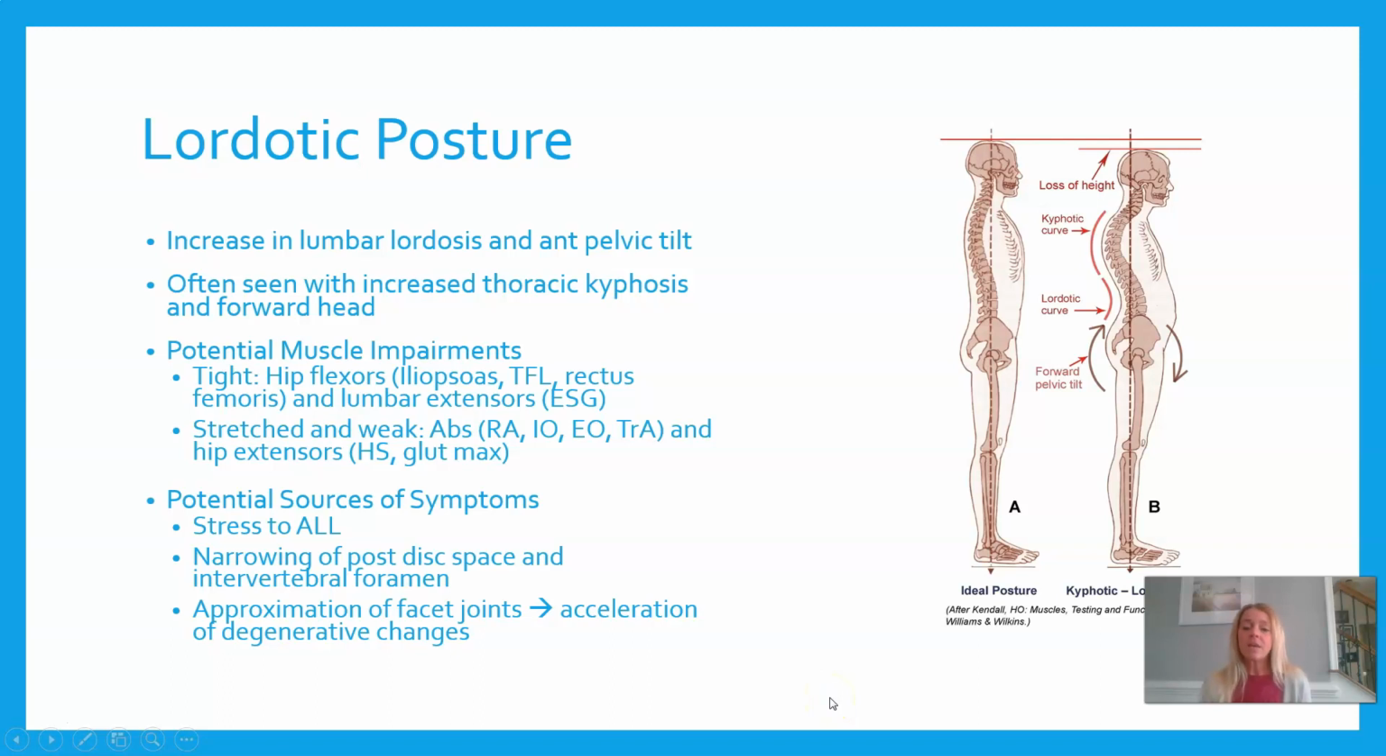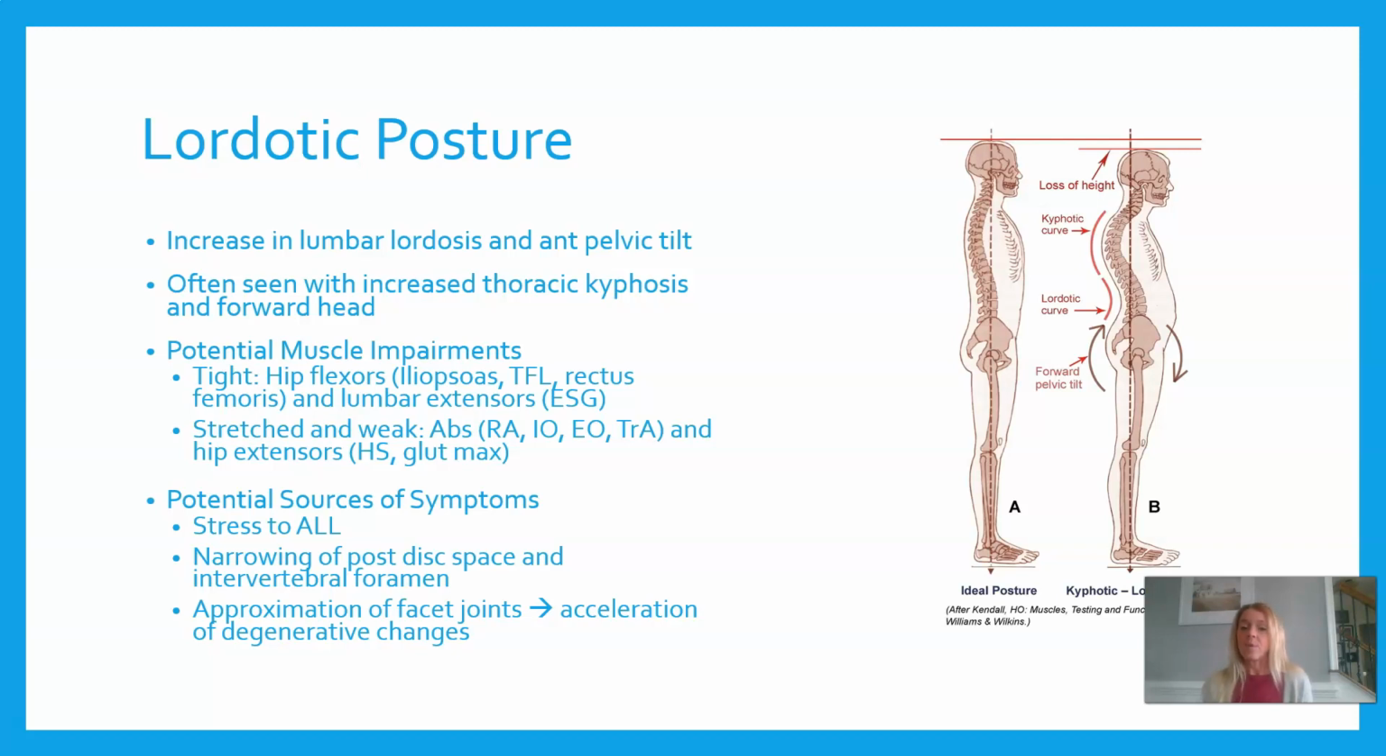So for the impairments of the muscles, we're going to see tightness in the hip flexors as well as the lumbar extensors. So hip flexors, we're talking about iliopsoas, tensor fascia latae, and rectus femoris. The lumbar extensors, we're talking about our erector spinae group again. So when those muscles are tight, then we're going to have stretched muscles on the opposite side. So the abdominal muscles are going to be stretched and therefore weak.